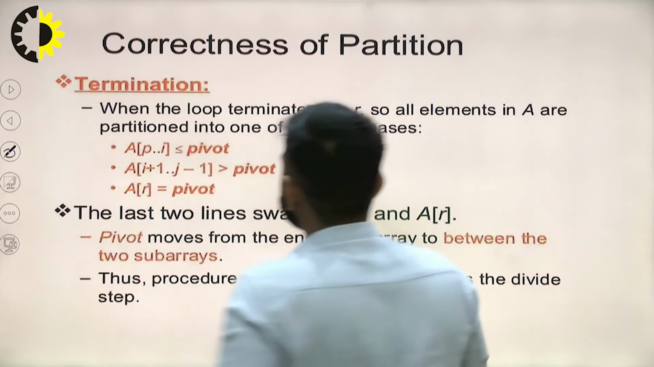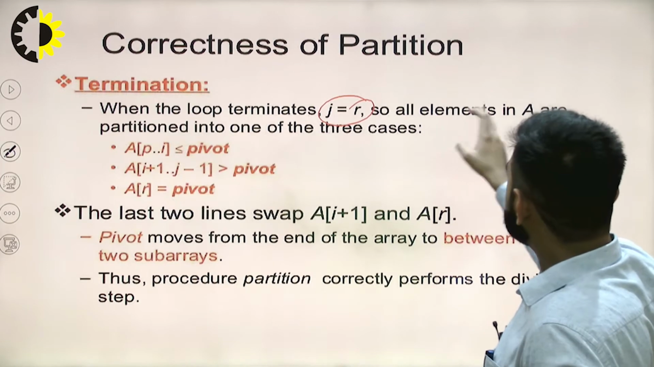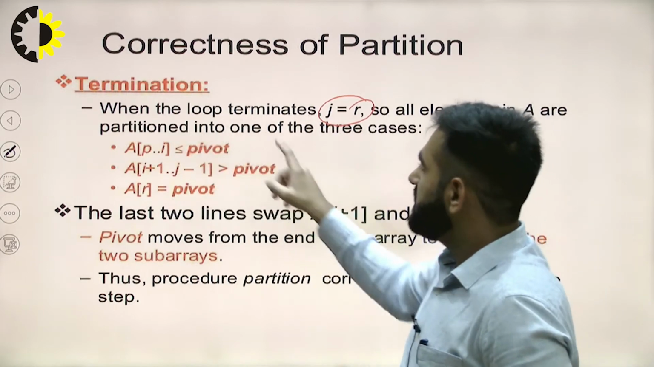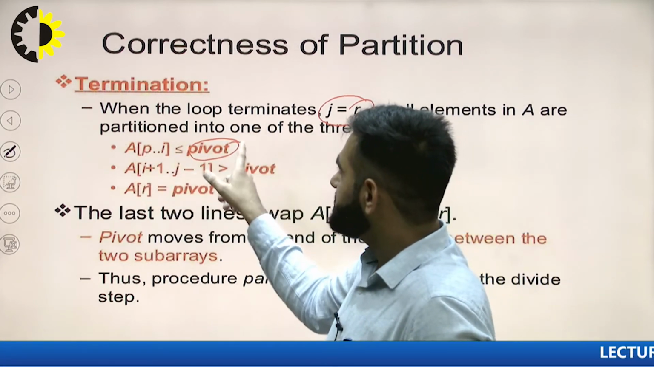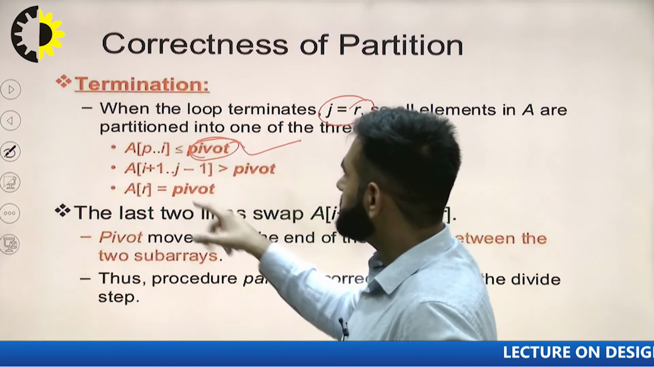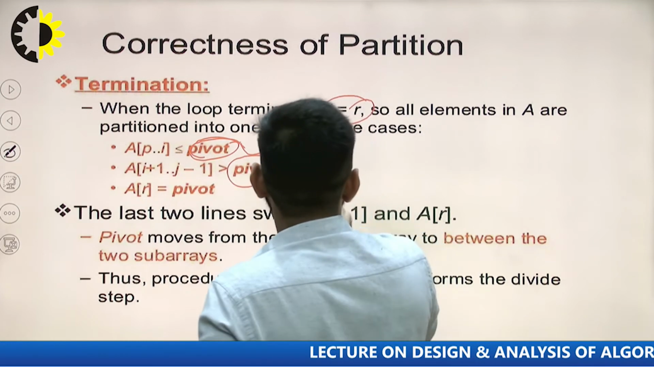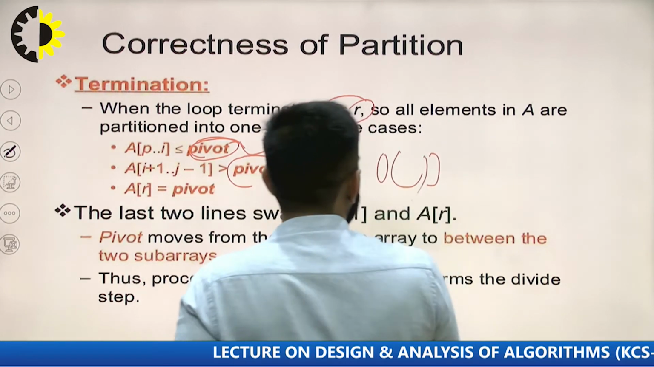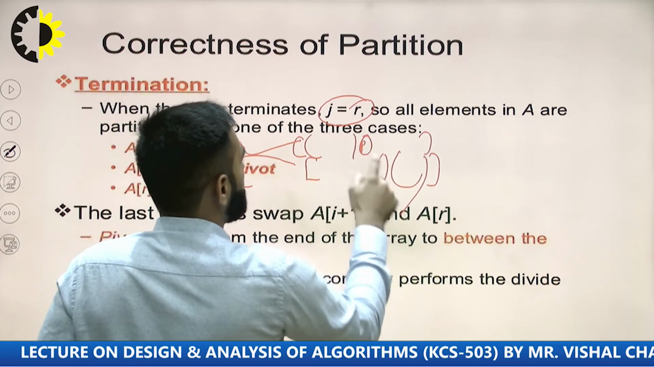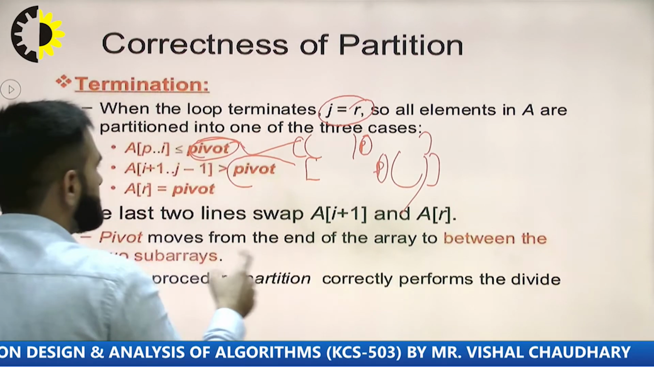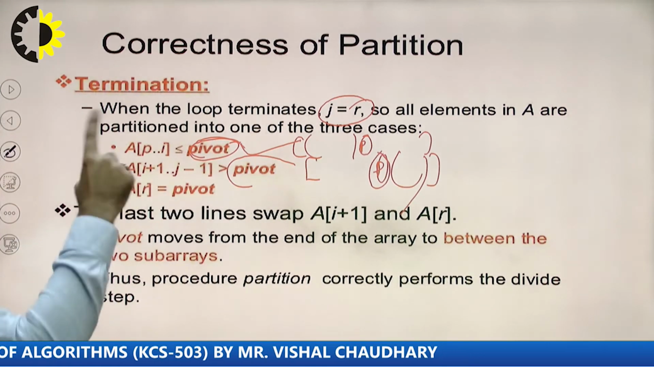Now, when the loop terminates, when j equals r, all the elements in A are partitioned into one of the 3 cases. The left subarray A[p..i] is less than the pivot, the first partitioning. The second partitioning, A[i+1..j-1], is greater than the pivot. It is talking about this part, with P the start. The third case is the middle one, the pivot value, when A[r] equals the pivot. So these are the three cases, or the three divisions, of the array.